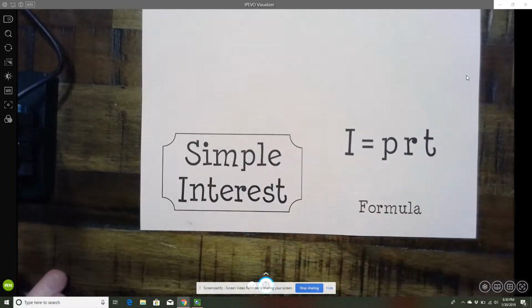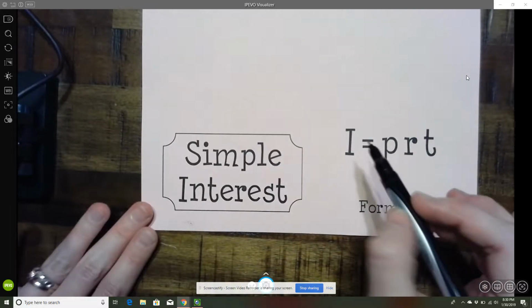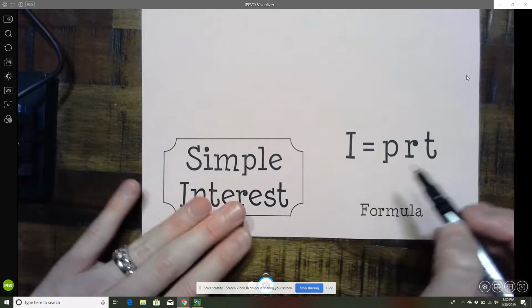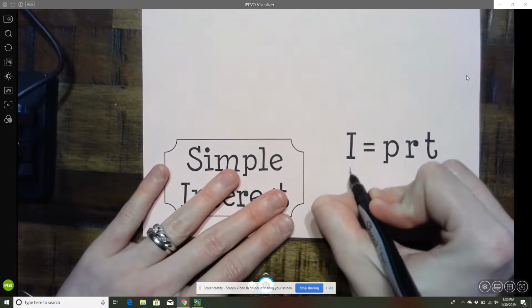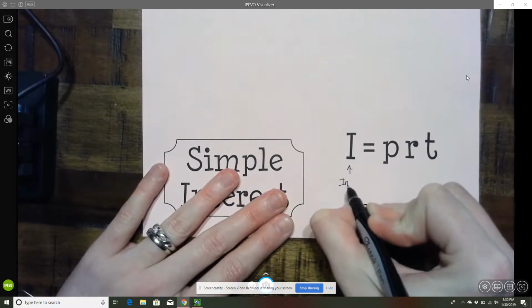This video is for simple interest. So the formula for simple interest is I equals PRT. And so I is the interest you earn.